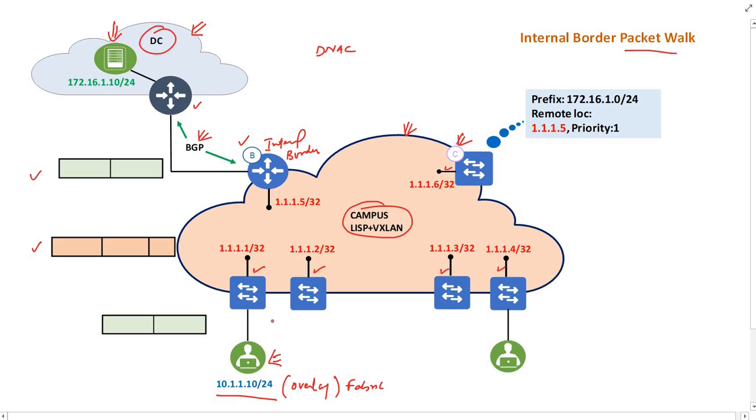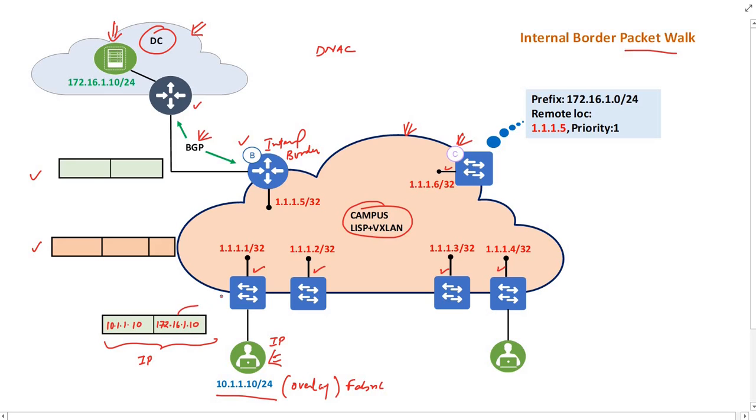This user will create an IP packet that is destined towards the server in the data center. Let's fill in the content of the IP packet created by this user. The source IP address of this packet will be 10.1.1.10 and the destination IP address will be 172.16.1.10. Okay, correct? Simple enough.